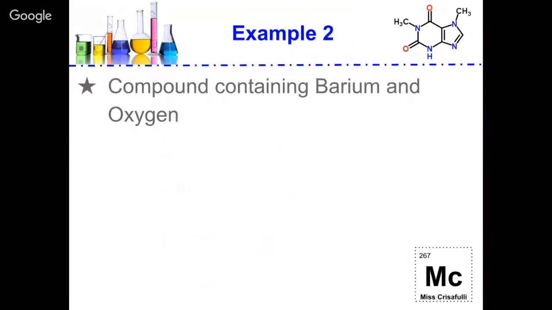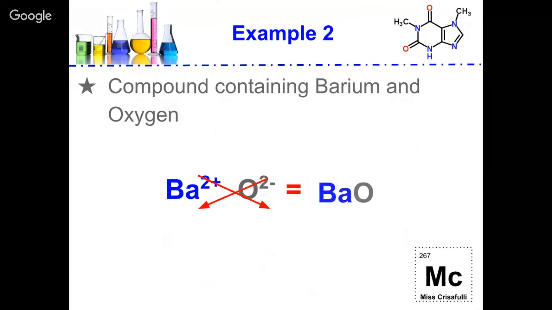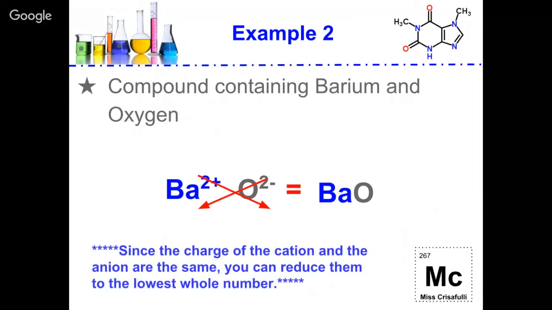Let's write the compound containing barium and oxygen. Barium has a 2+ charge. Oxygen is 2-. We're going to crisscross our charges, and we end up with BaO. Note, since the charges of the cation and the anion are the same, we can reduce them to the lowest whole number ratio. Since they're both 2+ and 2- in this case, that is the same as saying 1 barium and 1 oxygen, which is what our formula says.